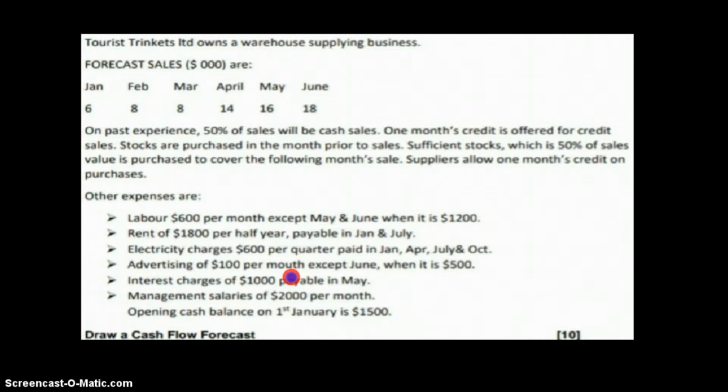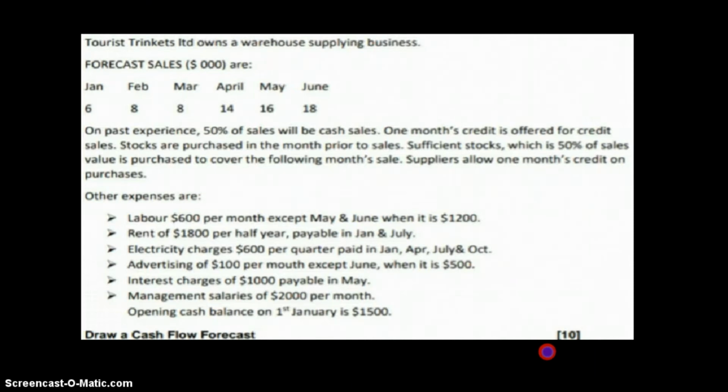Ignore the spelling mistake over here. They've written it wrongly, it's actually month. Interest charges of $1,000, which is payable in May only. Management salaries of $2,000 per month. And the opening balance on 1st January is $1,500. They've given you all this information and they want you to construct a cash flow forecast.